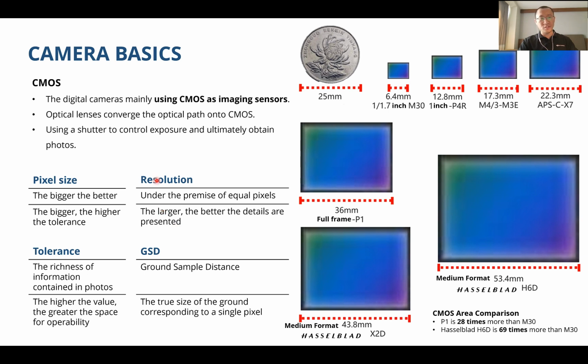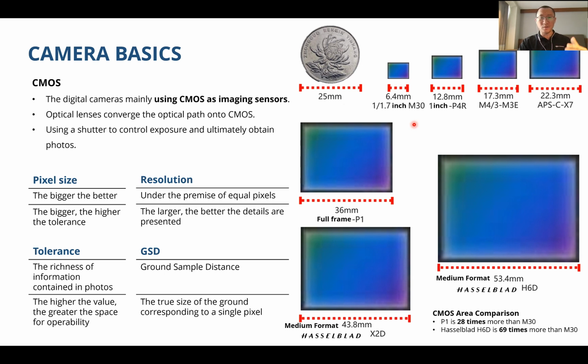Nowadays, digital cameras mainly use CMOS as imaging sensors. We use optical lenses to convert the optical path onto the CMOS, and we use a shutter to control the exposure and ultimately obtain the photos. On the right, I have listed different CMOS sensors from different drones or payloads, so let's see the size difference. You can see there are CMOS sensors from the M30, Phantom 4 RTK, Mavic 3 Enterprise, and payload X7. You can see they have different sizes.